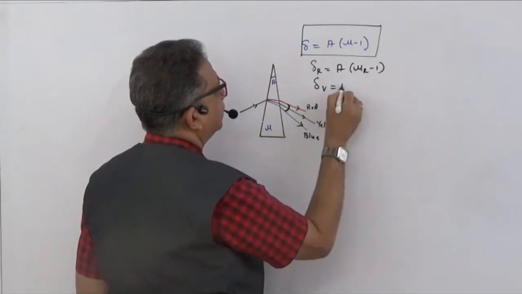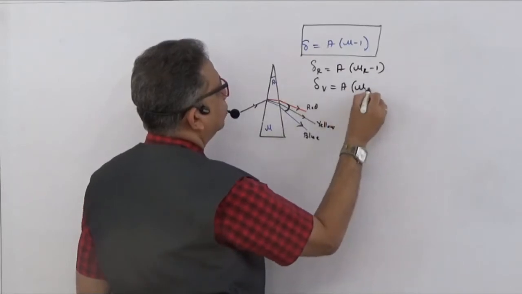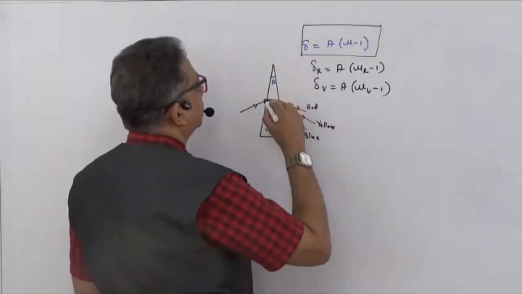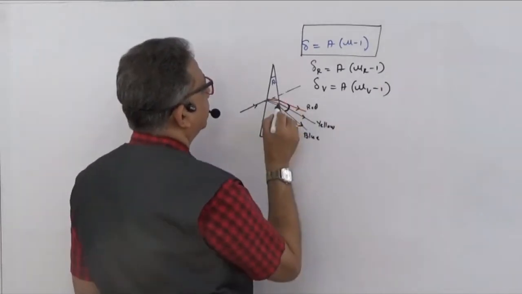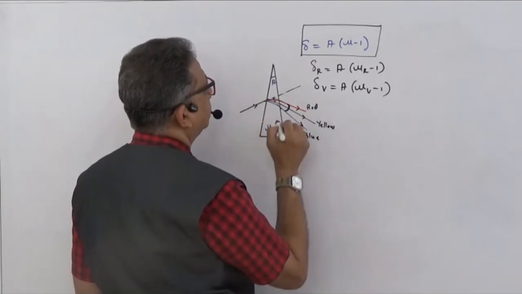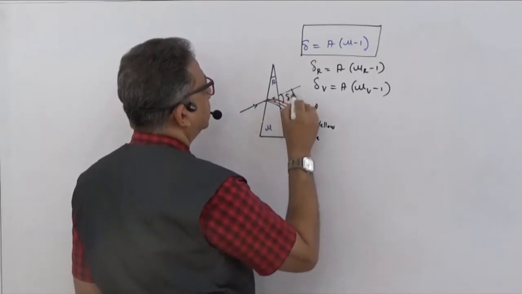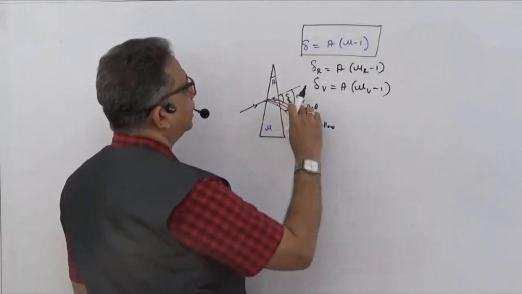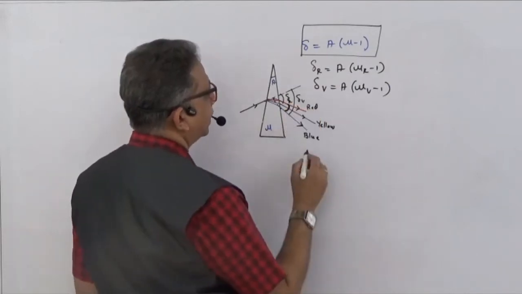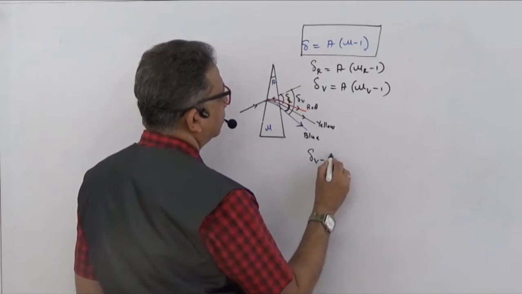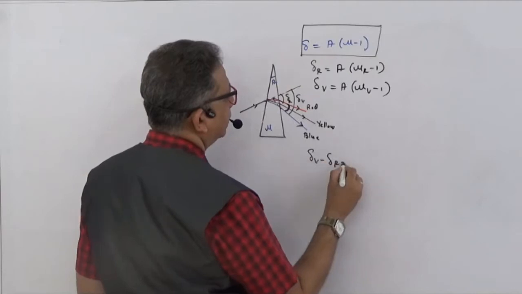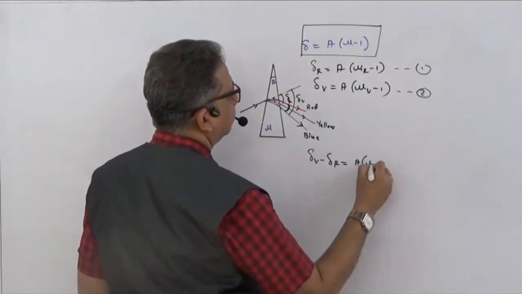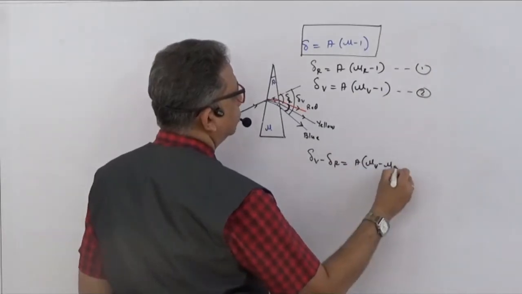Deviation of violet can be written as (μ of violet − 1)A. So this is the angle of deviation of red, and this is the angle of deviation of violet. What is the angle between red and blue? That will be the deviation of violet minus the deviation of red. If you subtract the equations, you will get (μ of violet − μ of red)A.